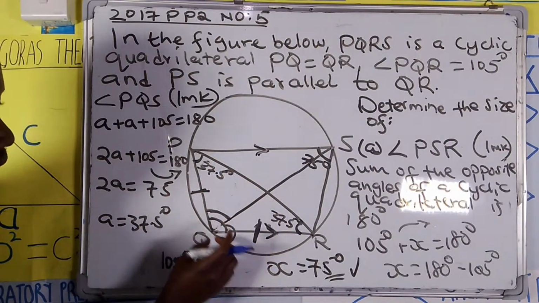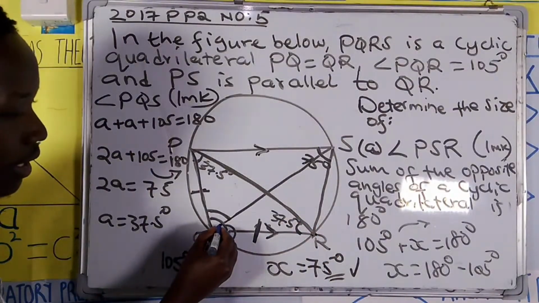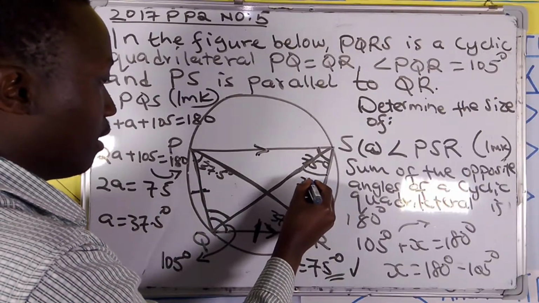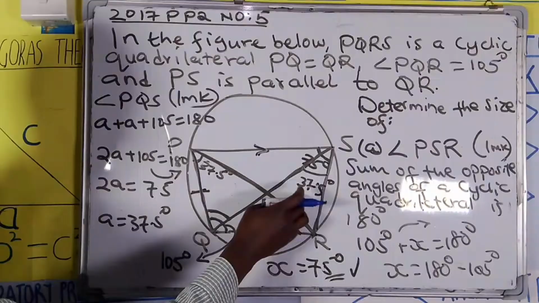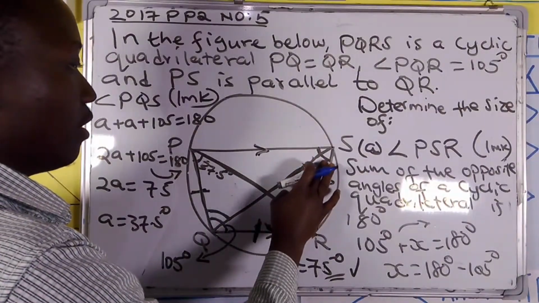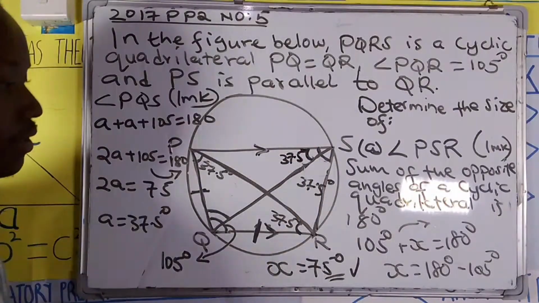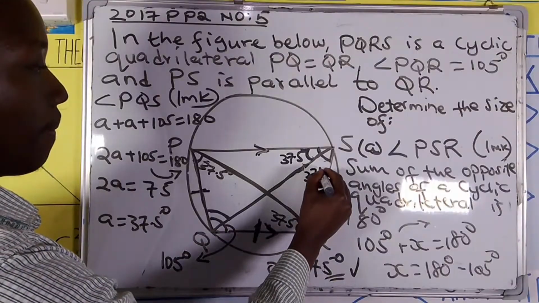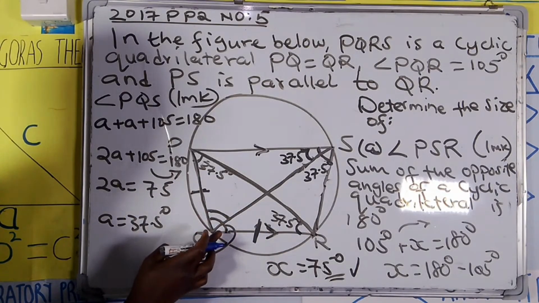If this angle here, this angle 37.5, is being subtended, you can see clearly this one is being subtended by this, and the same chord QR is the one that is subtending this one. So even this one alone here is 37.5 degrees. I hope you can see that. This one also is going to be 37.5 degrees. So if the whole of this is 75, therefore it means that also this one is going to be 37.5 degrees. You can see that this is 37.5. This one here is 37.5. This one is 37.5. This one is 37.5. The whole of this is 105.